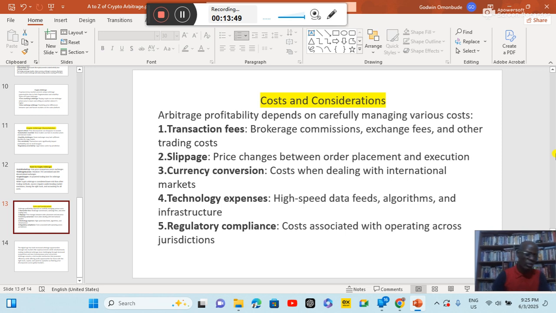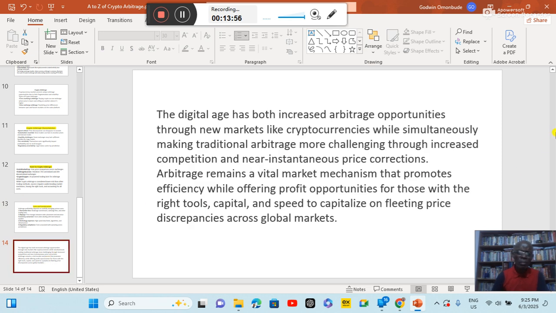And number 5 is regulatory compliance. In this teaching, the digital age has both increased arbitrage opportunities through new markets like cryptocurrency, while simultaneously making traditional arbitrage more challenging through increased competition and near instantaneous price correction. Arbitrage remains a vital market mechanism that promotes efficiency while offering a profitable opportunity for those with the right tools, capital, and speed to capitalize on the floating price discrepancies across the global market.